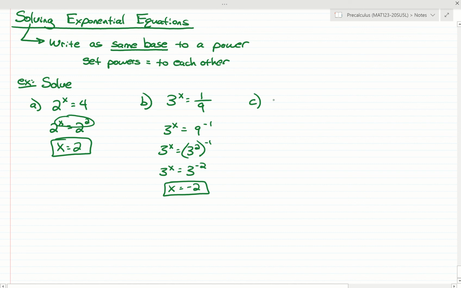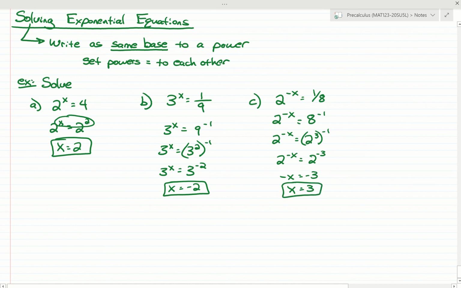And then the last example here, what if we had 2 to the negative x is equal to 1/8? Well, let's use the reciprocal property. And we know that 8 is 2 to the third. So we get 2 to the negative x is equal to 2 to the negative third. So negative x is negative 3, or x is 3. They're pretty easy. I'm sure you guys can handle that kind of stuff.